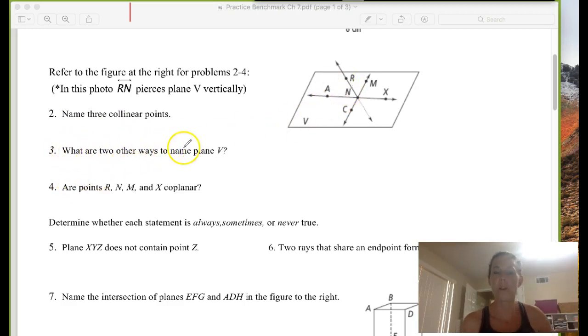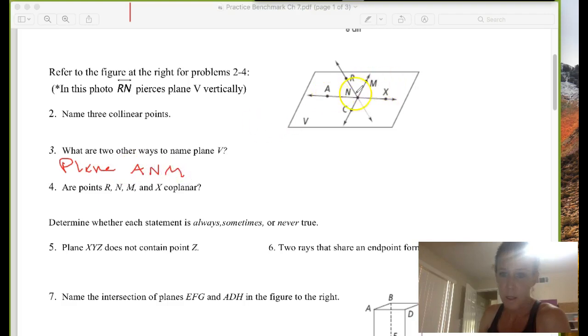All right, what are 2 other ways to name plane V? So we can name it plane V, or we can name it by 3 non-collinear points. You can't name it by 3 collinear points because then it would be confusing about, are you naming the line or the plane? So you need to have 3 non-collinear points. So we could name this A, N, M. That would work. Plane A, N, M. These 3 are non-collinear. Or maybe we could go A, X, C. That would work. A, X, C.